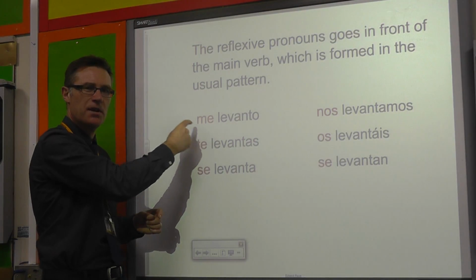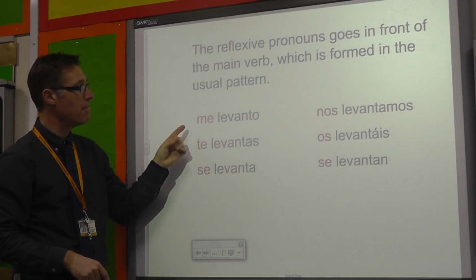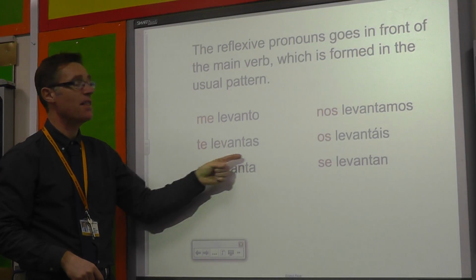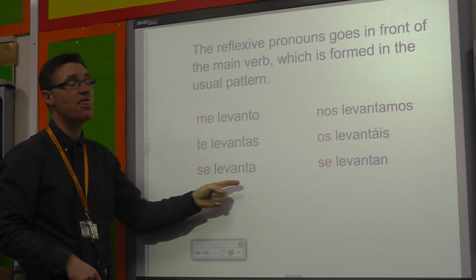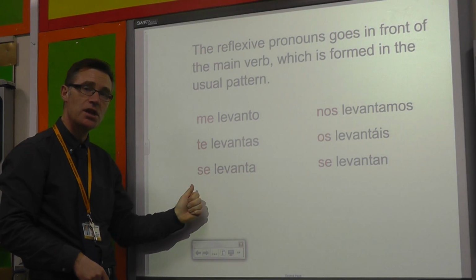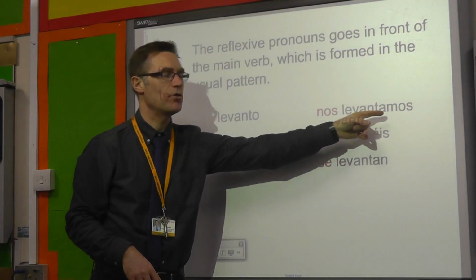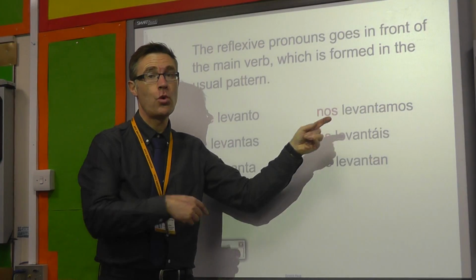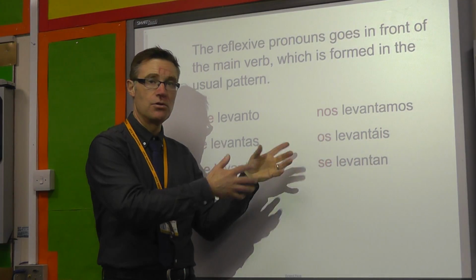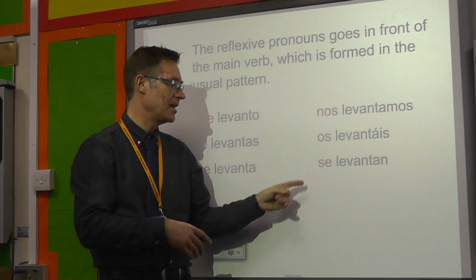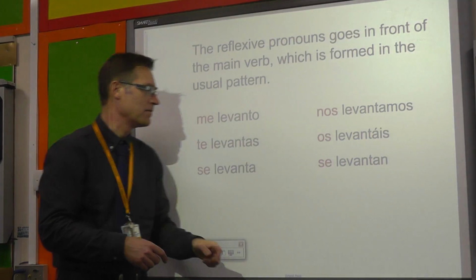This is the new bit for us, okay? This is the reflexive pronoun. Me levanto. I get myself up. Te levantas. You get yourself up. Se levanta. He or she gets him or herself up. We're going to get really tied up with this. Nos levantamos. We get ourselves up. Os levantáis. You, plural group, get yourselves up. And finally, se levantan. They, a group, get themselves up.